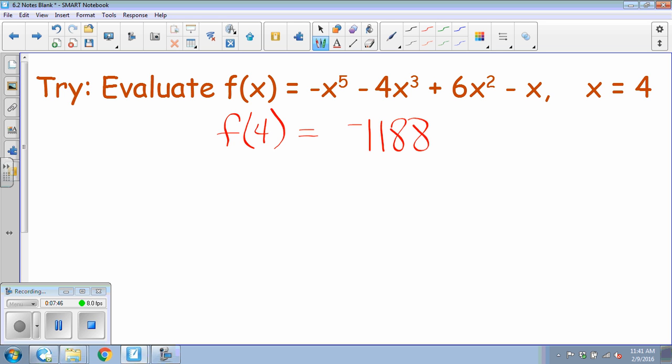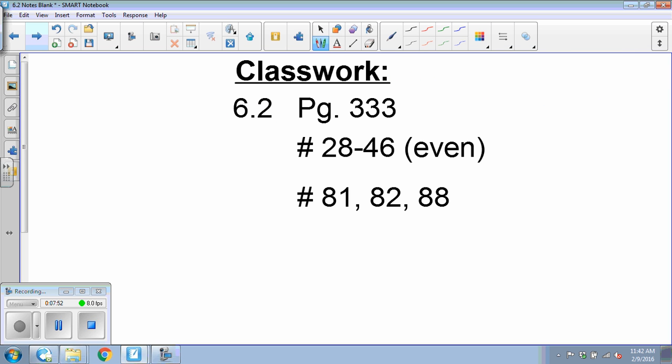Okay, so your homework is up here, page 333, 28 through 46 even, and these three are word problems similar to the ones that we did. Except in these word problems, you're not going to be solving for t, they're going to give you t, and so you have to evaluate that function at that point. Make sense?